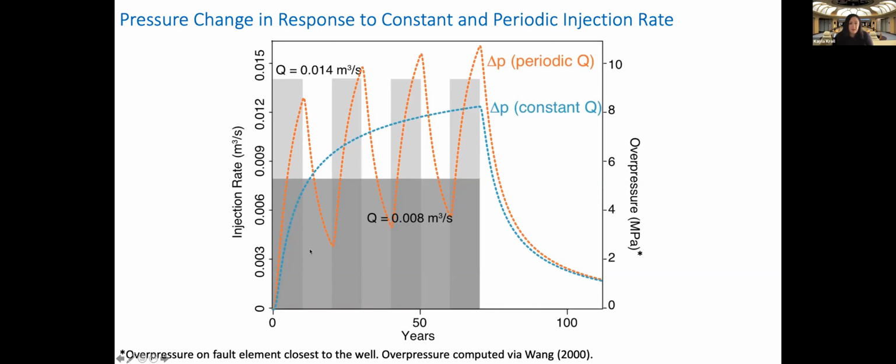What we can see in this figure are the gray blocks that show the different injection histories, and then the colors show the overpressures that are produced from those. The blue or cooler colors represent constant injection rate cases, and the warmer colors represent this periodic injection, in this slide and the next couple of slides as well.